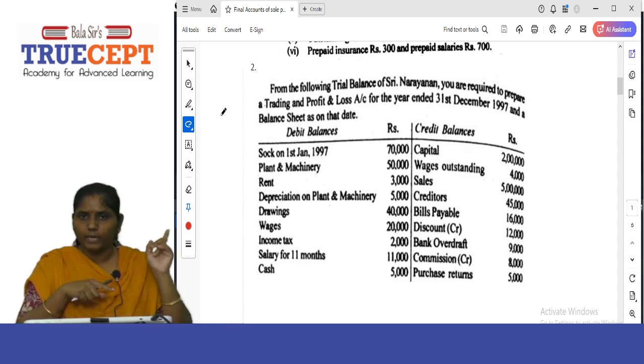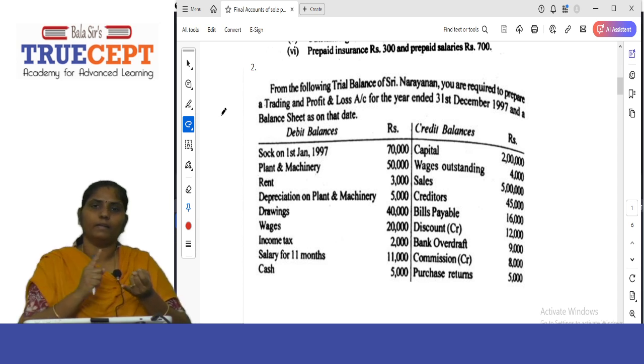Outstanding salary. How do I compute? 11,000 for 11 months. What is it for 1 month? 1,000 rupees, right? So 1,000 rupees is the outstanding salary for the month of December. Clear? Let's move on to the next one.